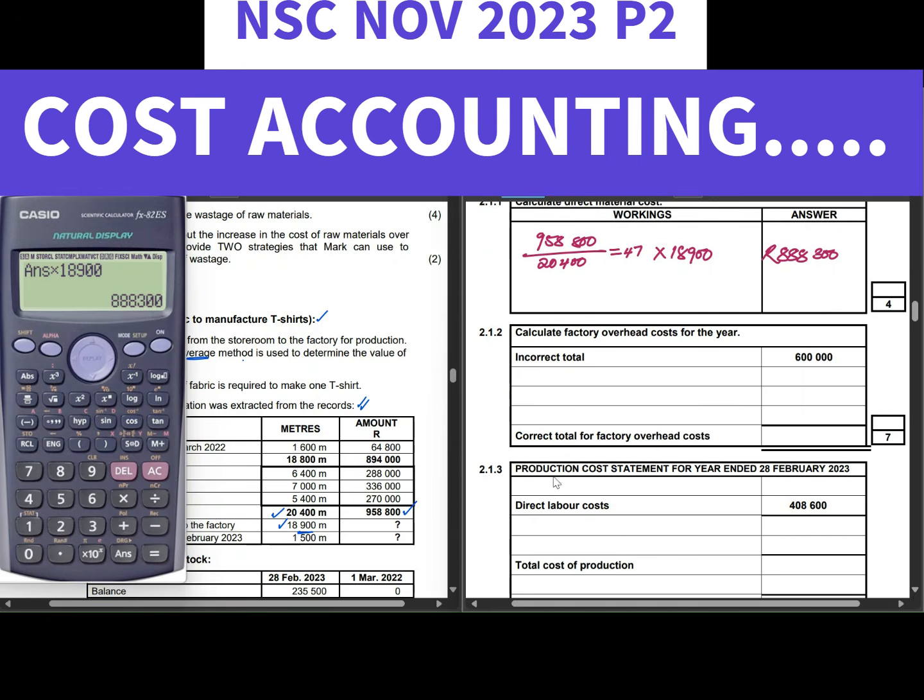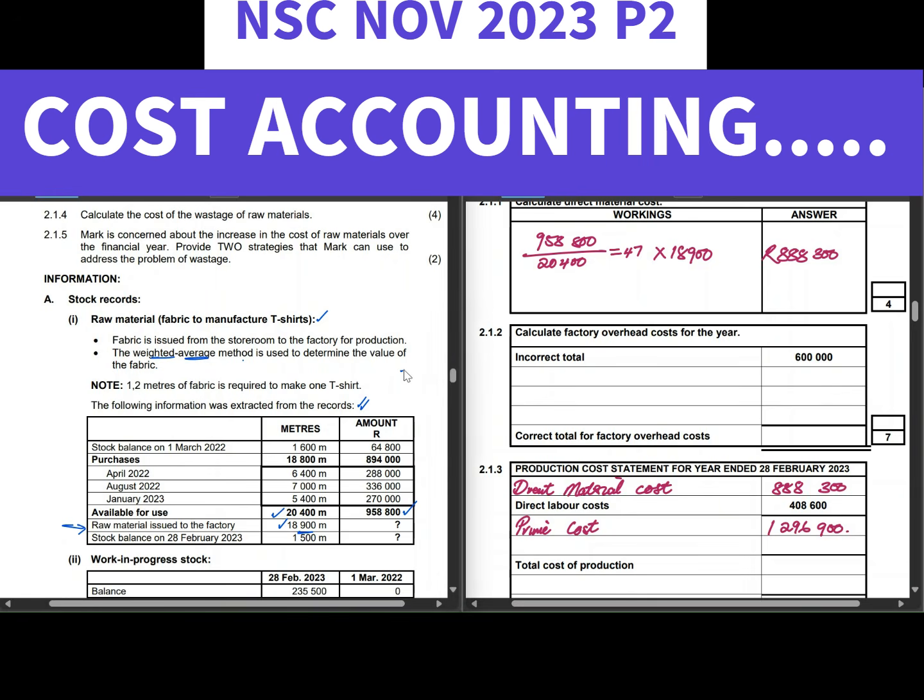That means I can bring it down here now. On top, I'll say direct material cost, and my direct material cost is going to be 888,300. Already, that is going to give me what I call my prime cost, where I'm going to say 888,300 plus 408,600, and the total will give me 1,296,900. That becomes my prime cost over there.